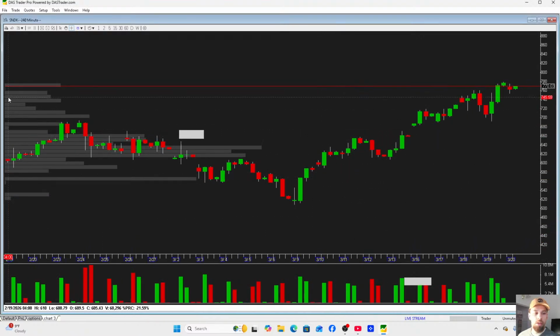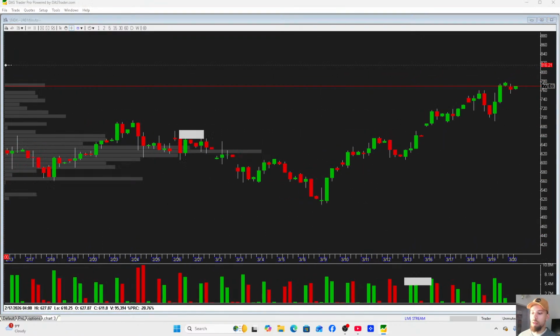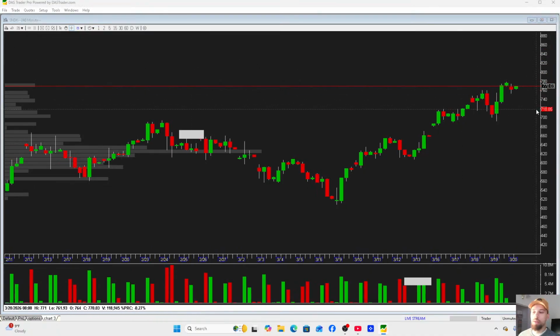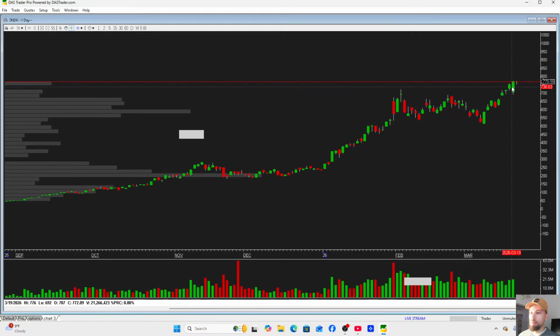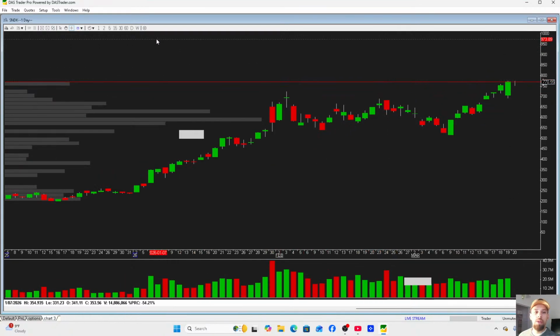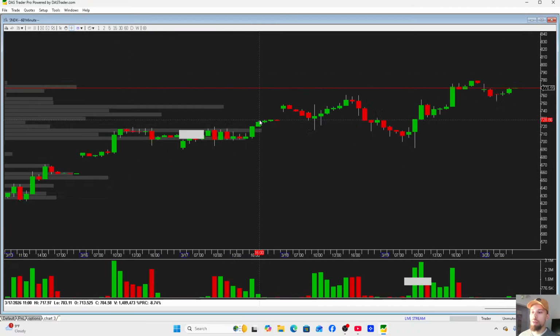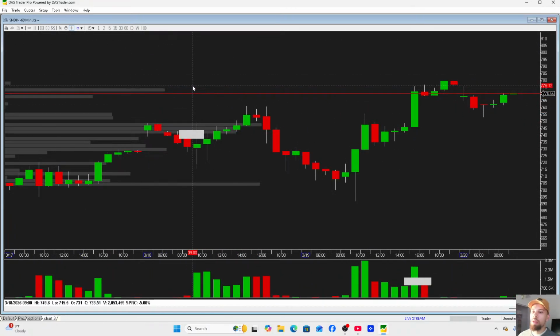SNDK, SanDisk. SanDisk finished green yesterday. It's still pushing up and making all-time highs. So let's go to the daily here. It gapped down a little bit and then got bought all the way back up, really aggressive there. Lots of buyers. So area of resistance here, all-time high. Seems to be some liquidity happening around this level.